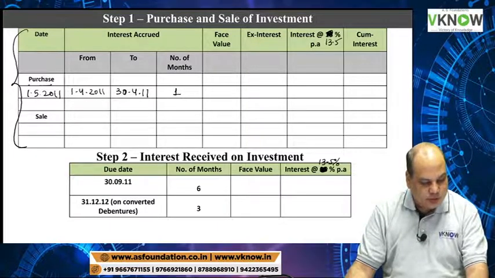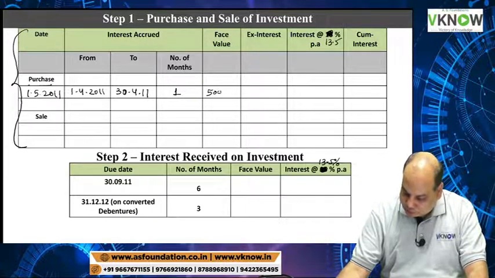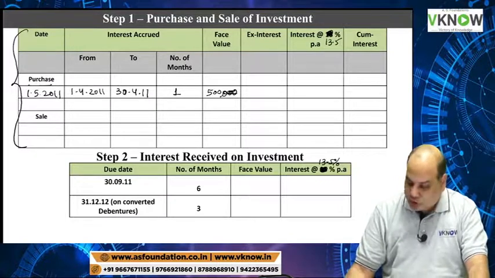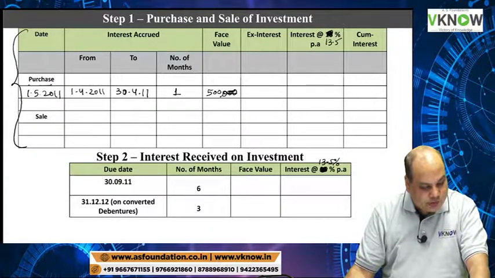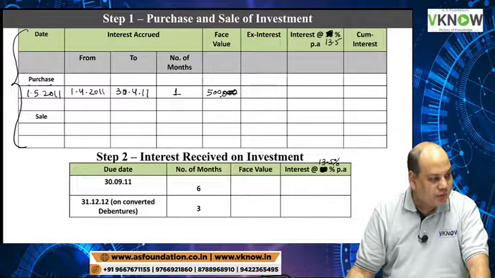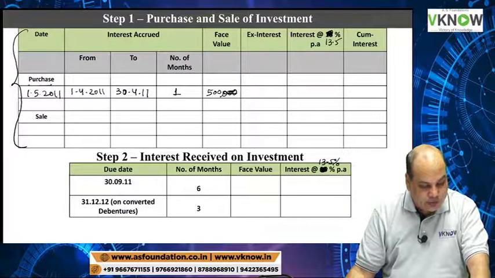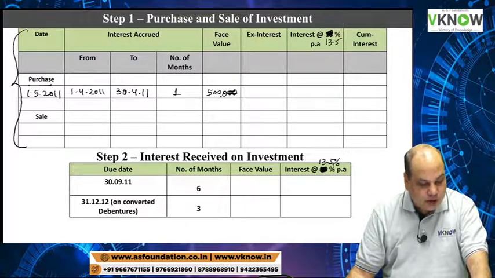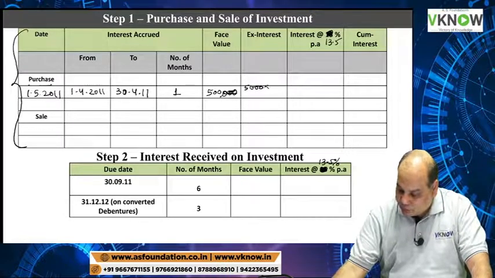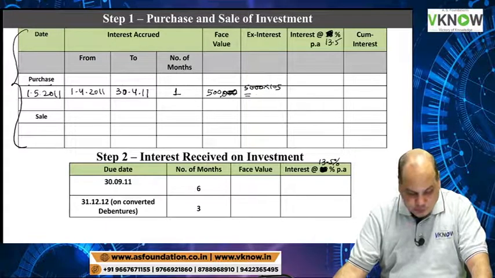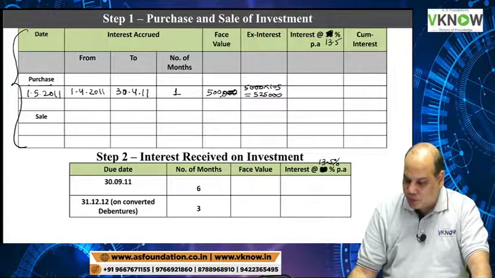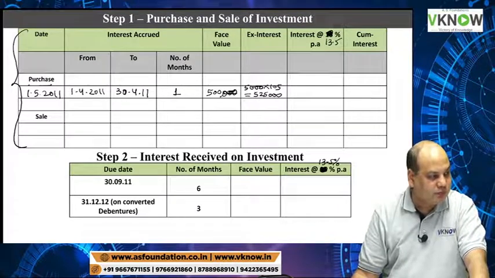First line of the question, face value is 5 lakh. Just check whether it was purchased on ex-interest or cum-interest. Nothing is given, so therefore we will take ex-interest. 5 lakh means 5,000 debentures, 5,000 into 105. How much is that? 5,25,000.